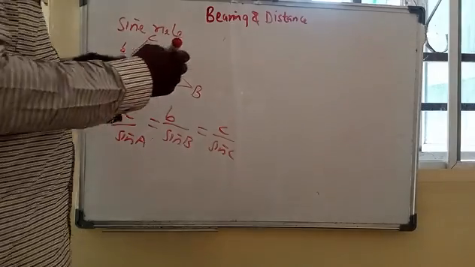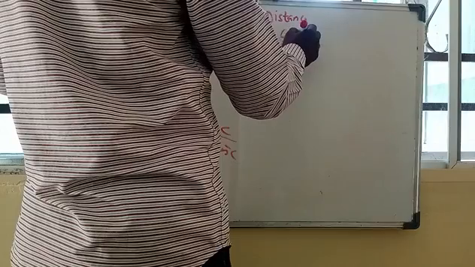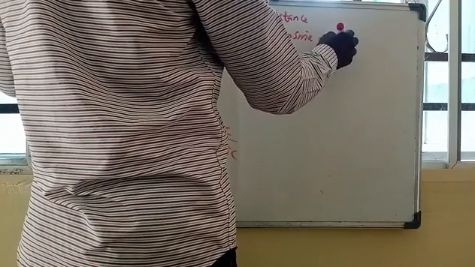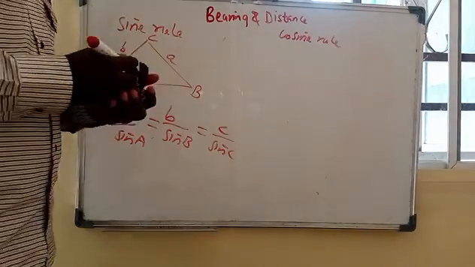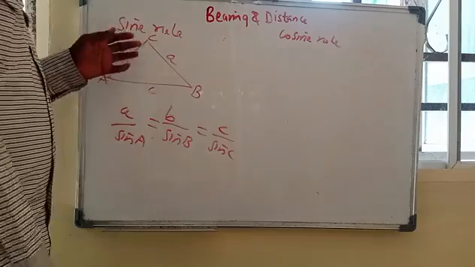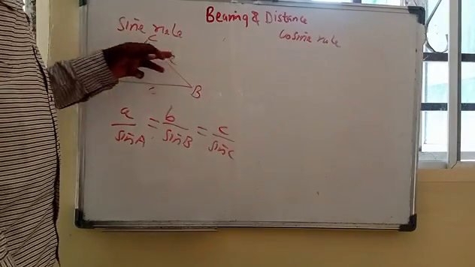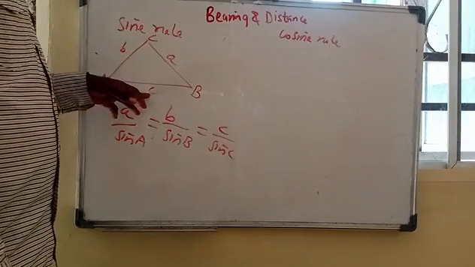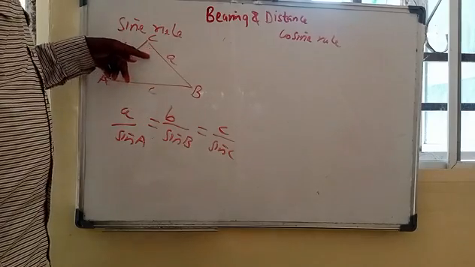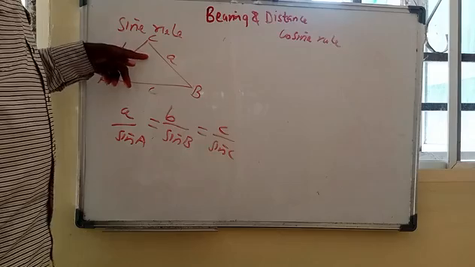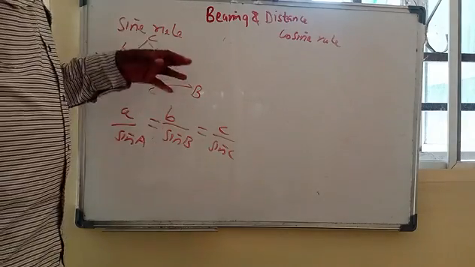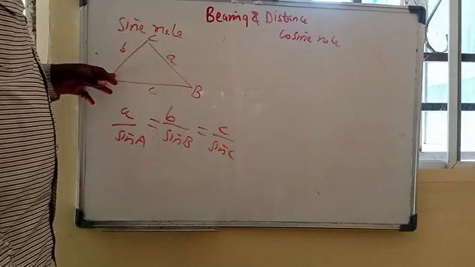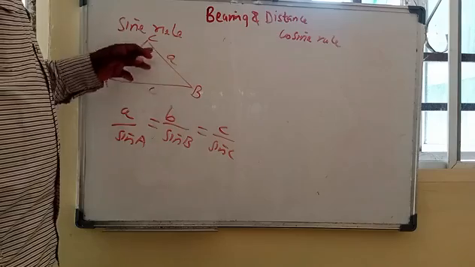Then we have the cosine rule. In the cosine rule we'll be using the cosine of the angles instead. When two sides are known, then we can calculate the third side with the opposite angle given. You understand? Because every side has a corresponding angle: the angle corresponding to A is this, that of B is this, that of C is this.